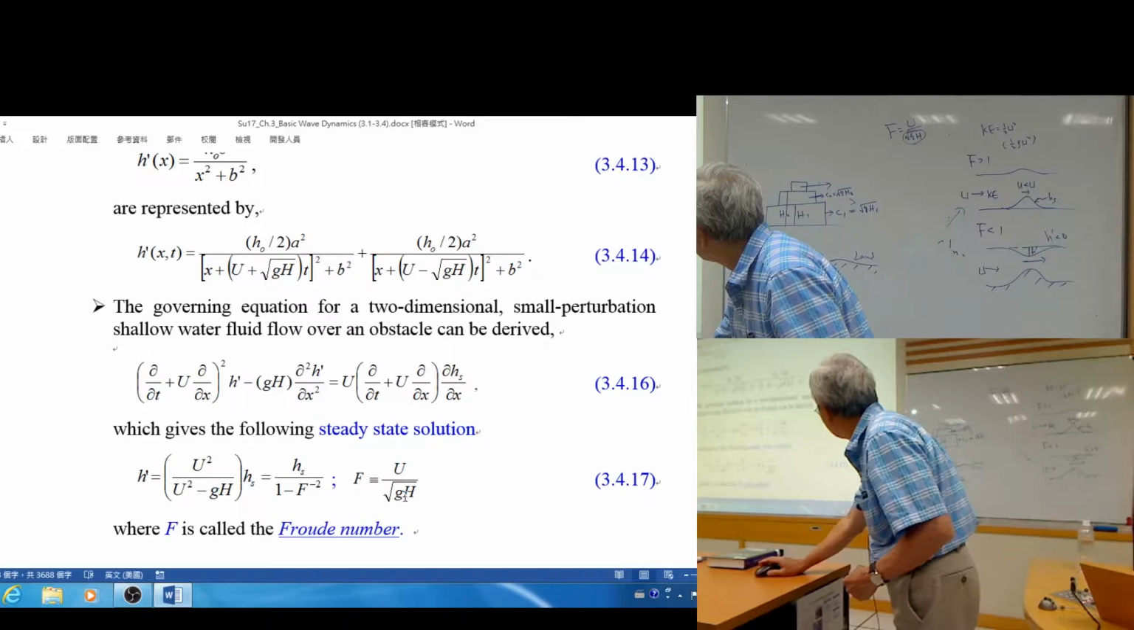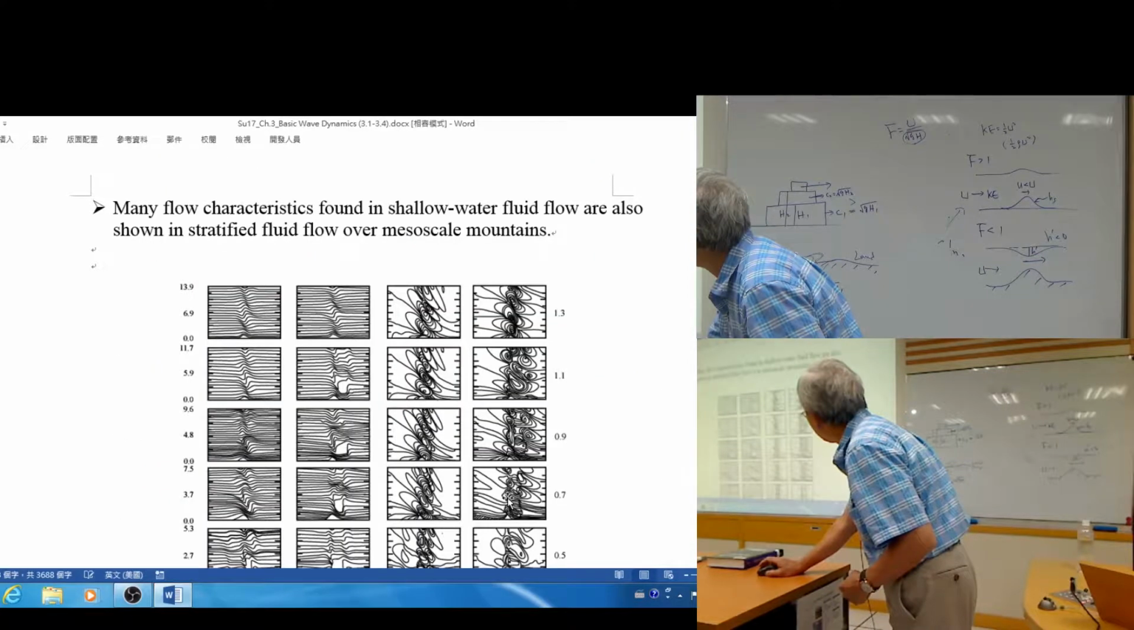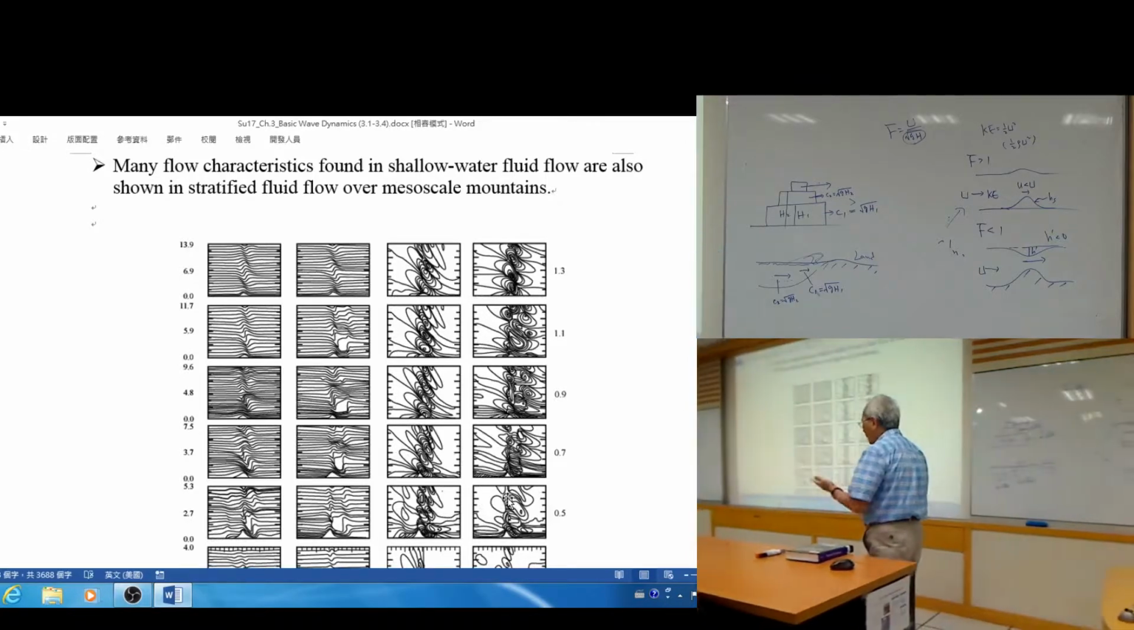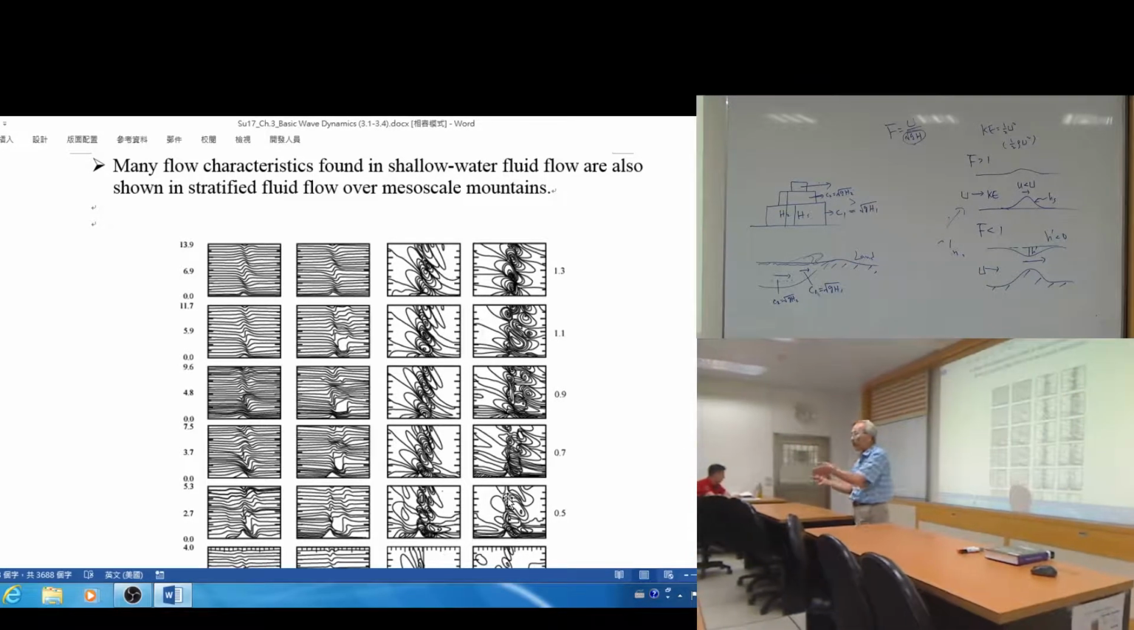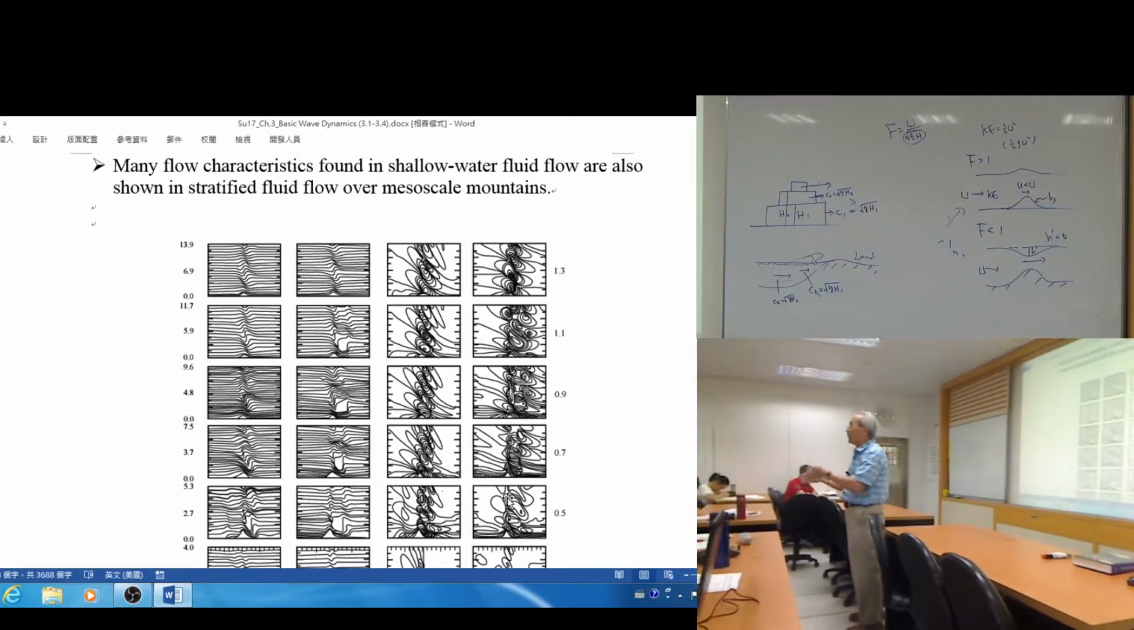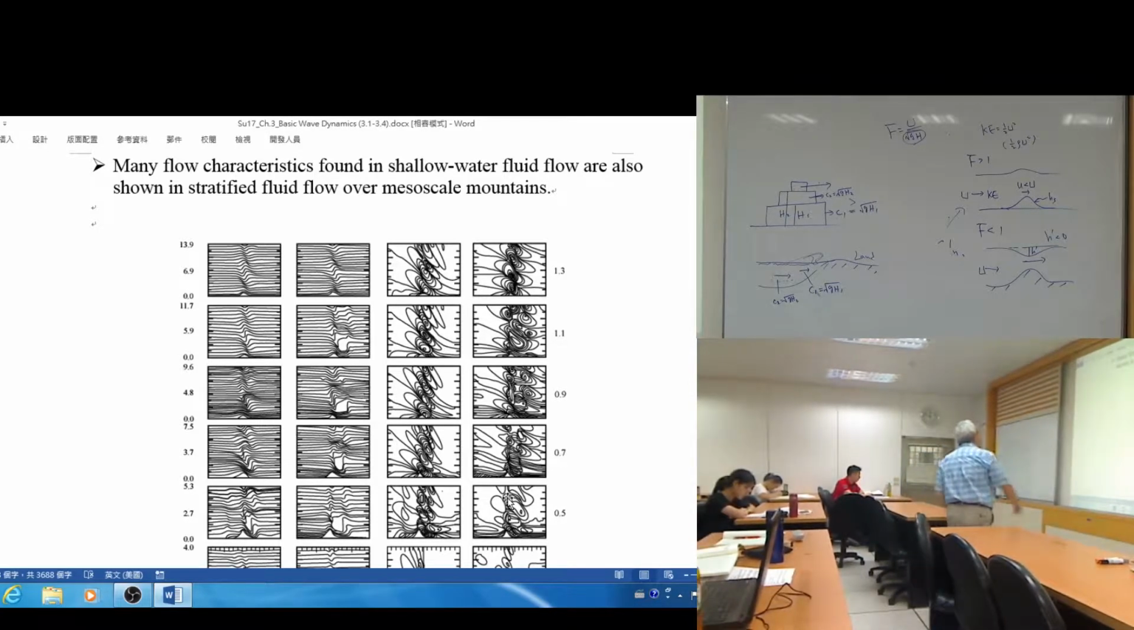Okay, I guess we are almost done in this. Now, you may wonder why I wanted to spend time explaining this. It's important because it relates to our real atmospheric flow.